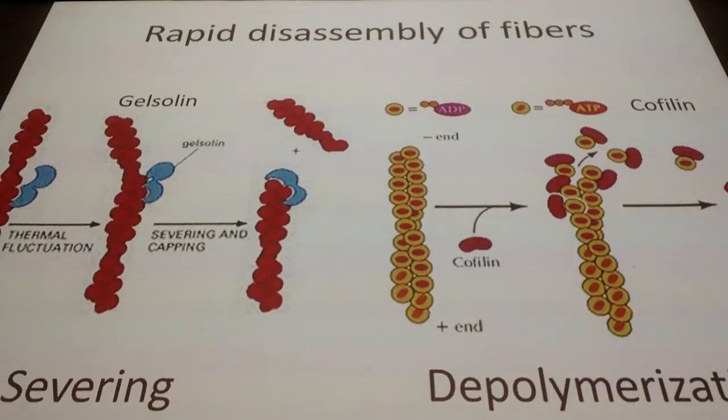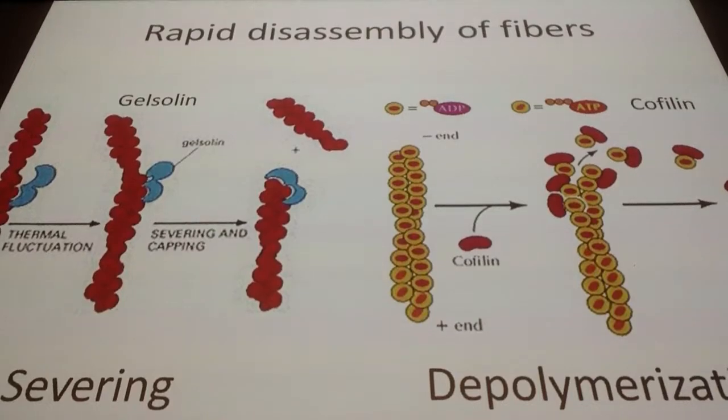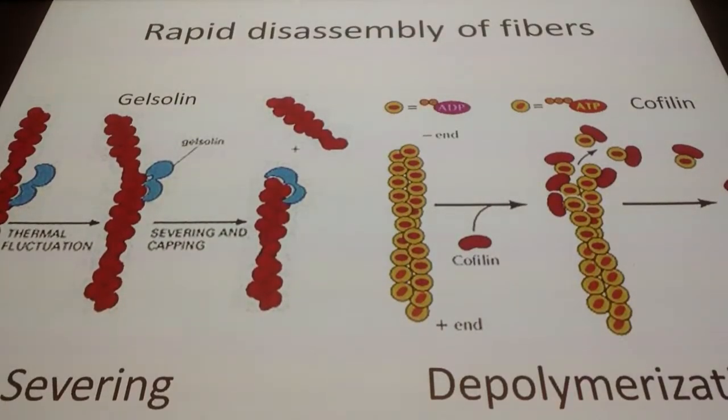Because again, the capping protein caps the plus end. Once the capping protein binds, there isn't an enzyme that removes it. So the only way to destabilize that microfilament, or the only way to induce disassembly, is by severing and not depolymerization. Okay? So what are severing and depolymerization?